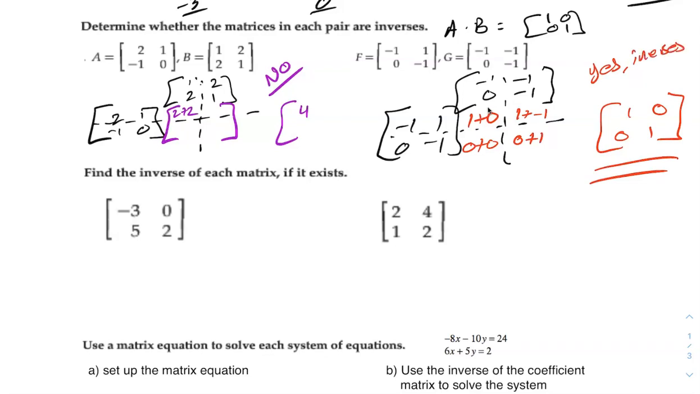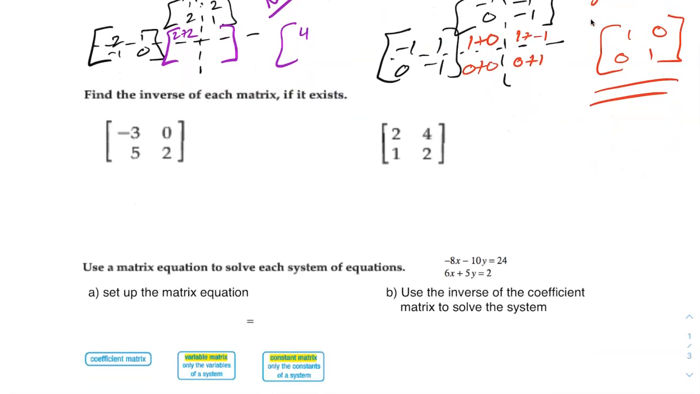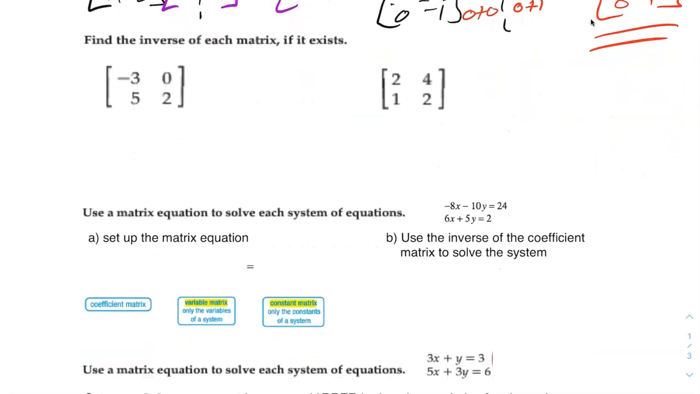So an easy way to check if two matrices are inverses of each other is just to multiply them. If you get the identity matrix, the diagonal 1s and the other entries 0, then they're inverses. If not, they're not. Now we want to find the inverse if it exists. Usually I have the formula here. I'm surprised the formula's not on there. The inverse formula is this: 1 over the determinant of A.